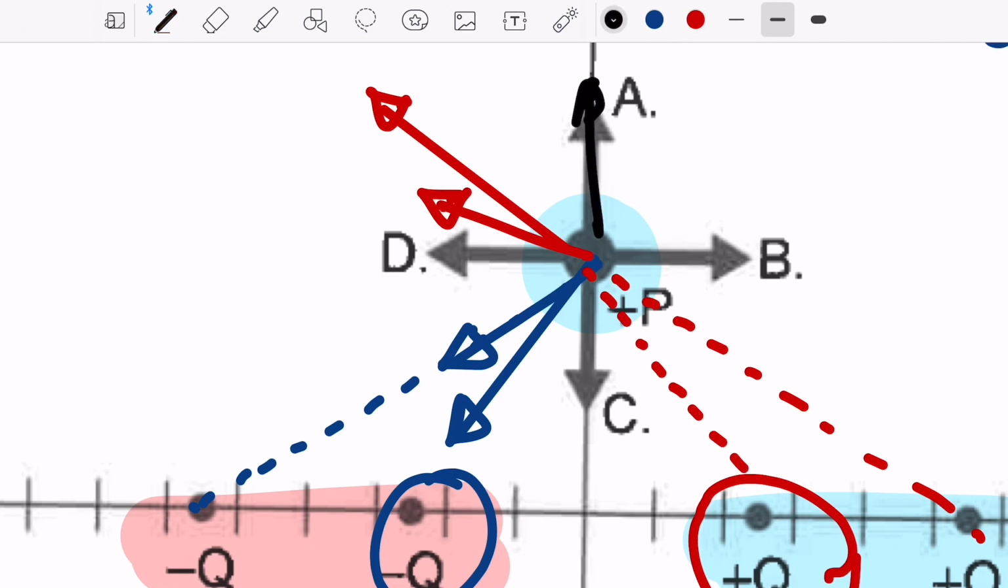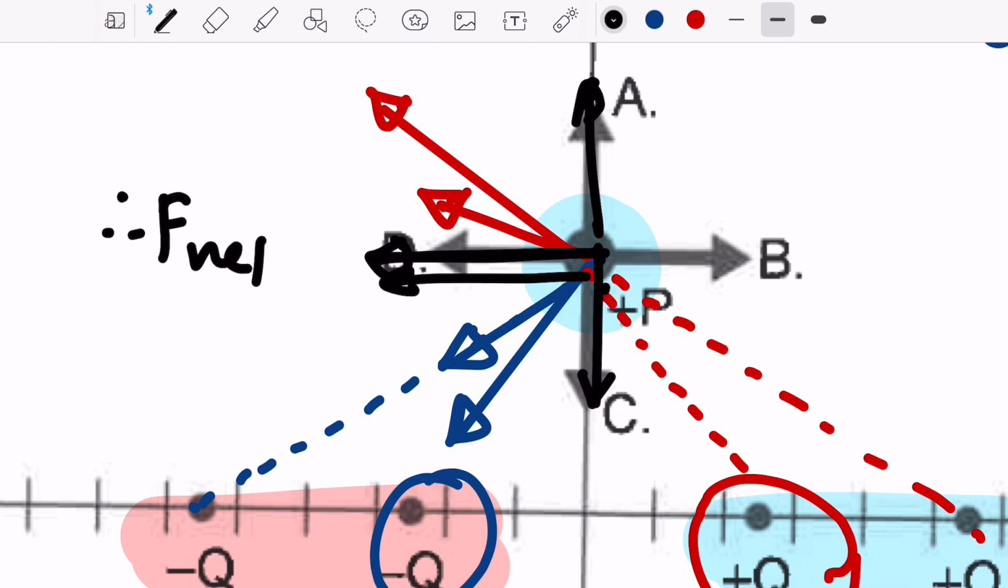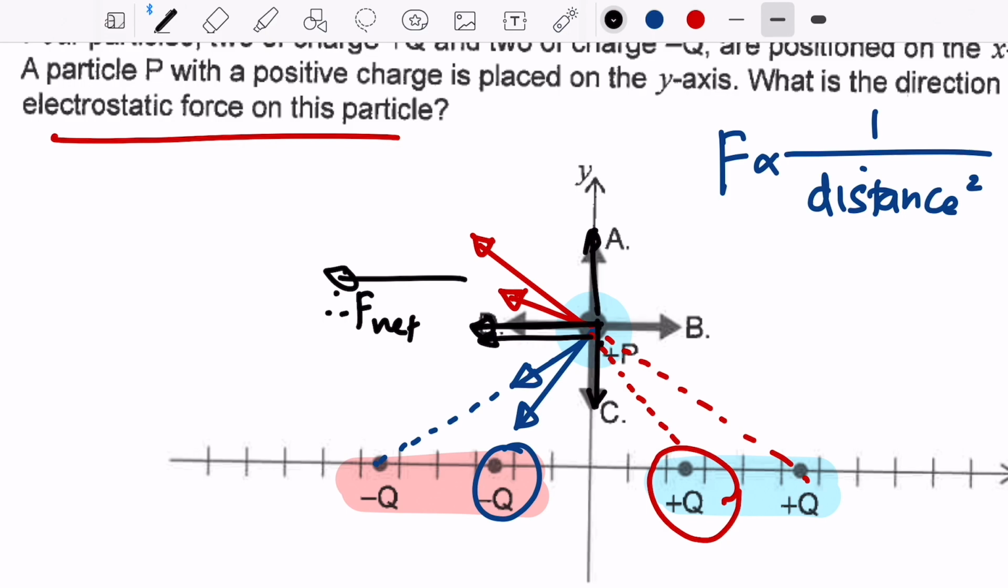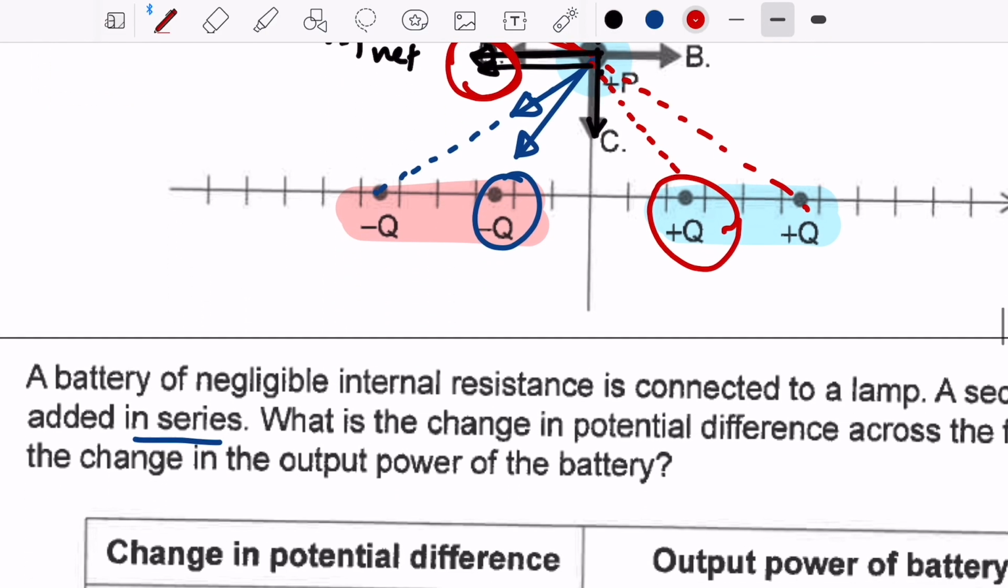They will cancel out vertically, they will add up into horizontal direction. So the net force will be into your left. So answer has to be D.